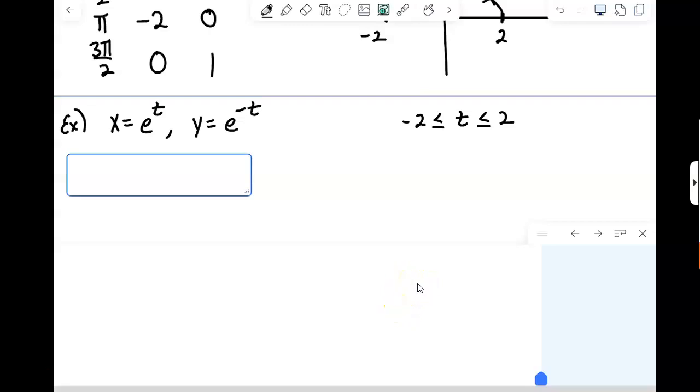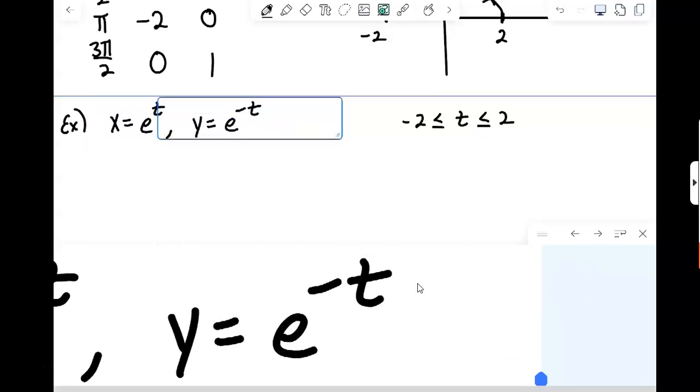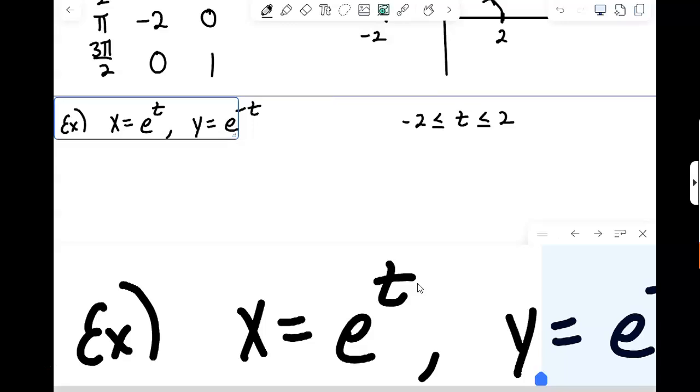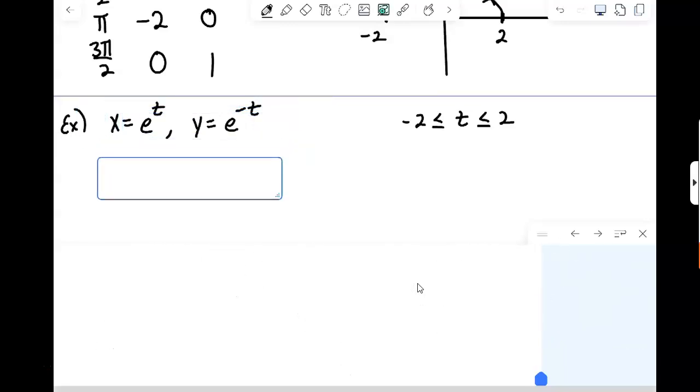All right, so let's look at this example where we have x equals e to the t, y equals e to the minus t. I'm going to solve for t here. There's actually some slick ways to do this. One way is to realize that if you took e to the t times e to the minus t, they would just cancel each other out.